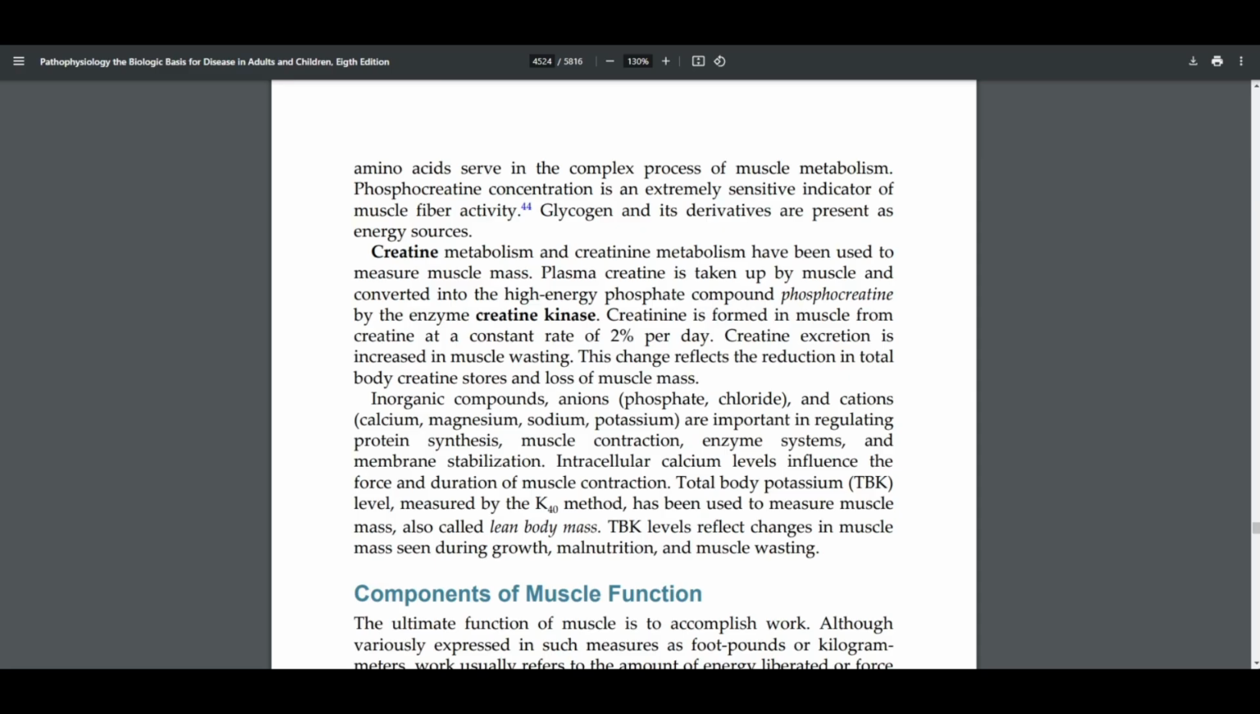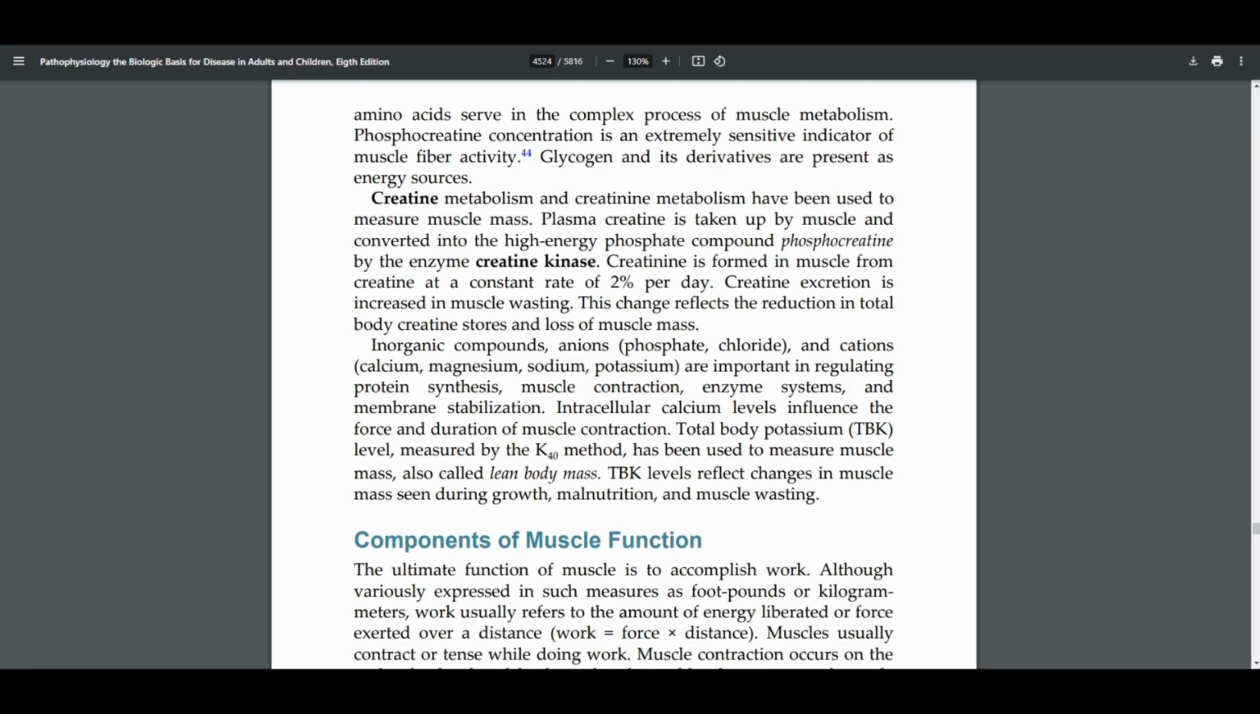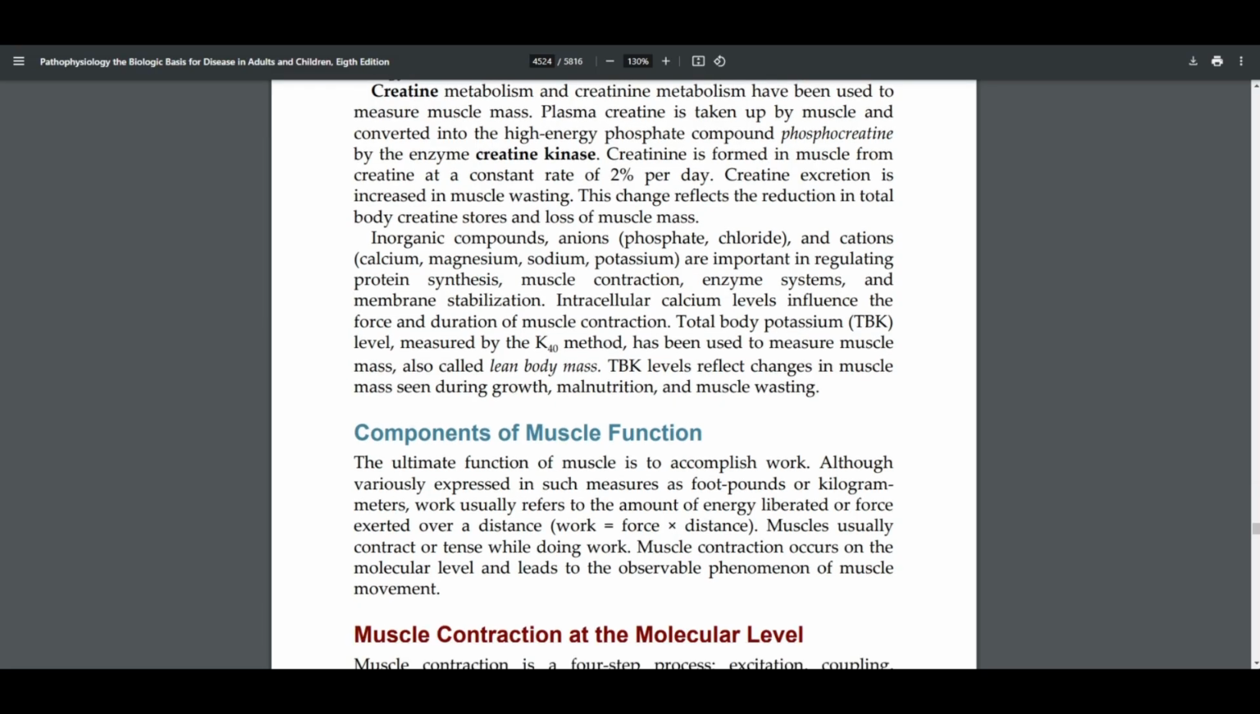Inorganic compounds, anions, and cations are important in regulating protein synthesis, muscle contraction, enzyme systems, and membrane stabilization. Intracellular calcium levels influence the force and duration of muscle contraction. Total body potassium level, measured by the potassium method, has been used to measure muscle mass, also called lean body mass. Your total body potassium levels reflect changes in muscle mass seen during growth, malnutrition, and muscle wasting.